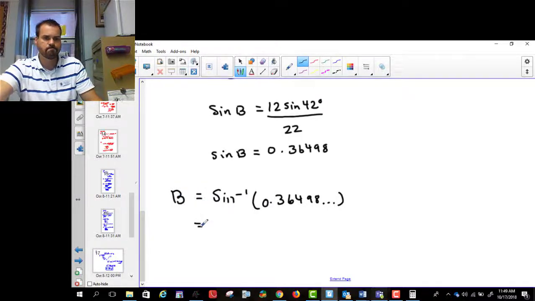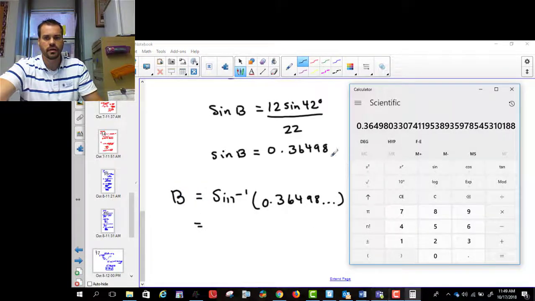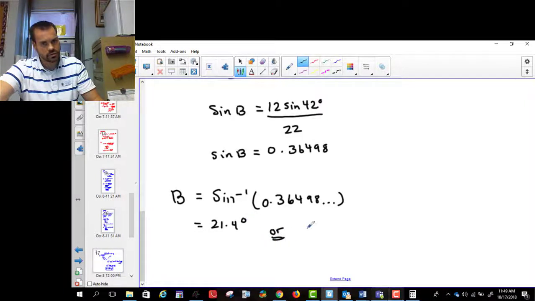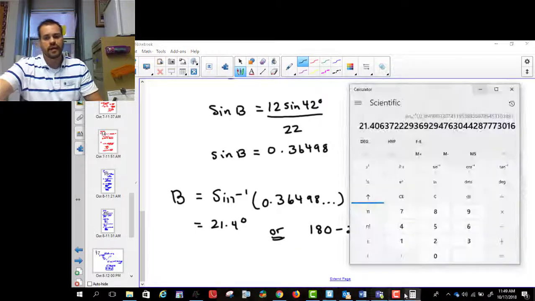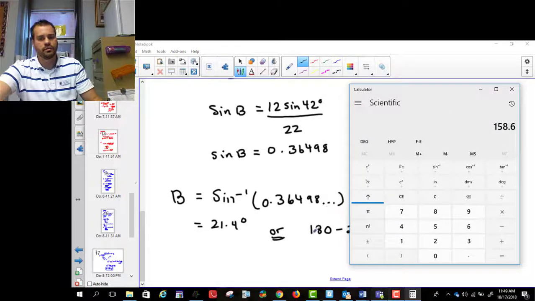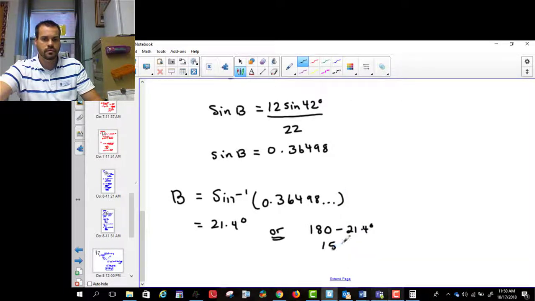So I go, okay, what is that? So I take the arc sine, and I get 21.4 degrees. Okay? So B is 21.4 degrees. Or the other possible solution is that it's 180 minus 21.4 degrees. Okay? And if I do that, I go 180 minus 21.4, I get 158.6.